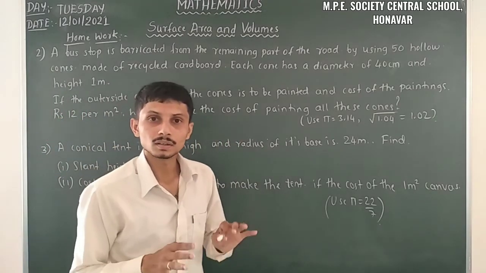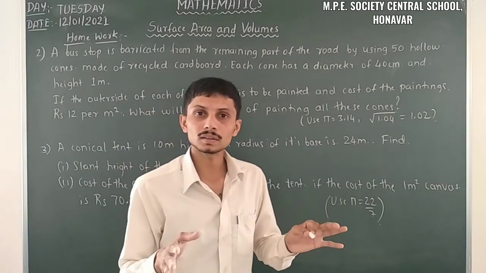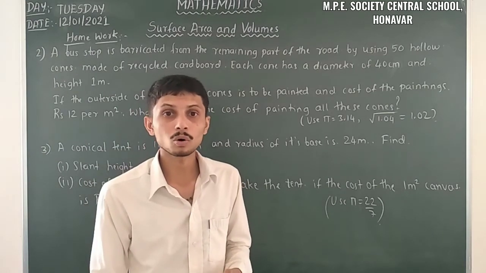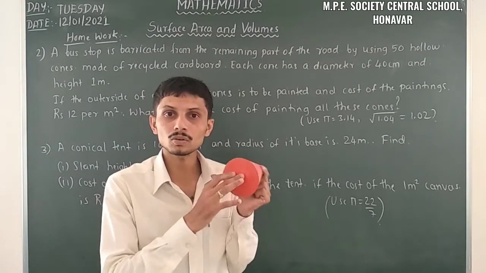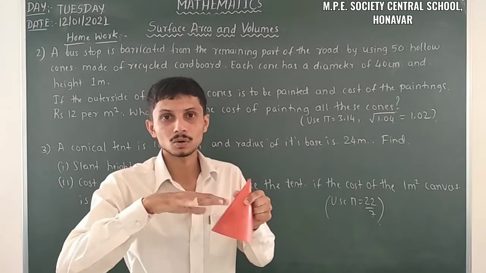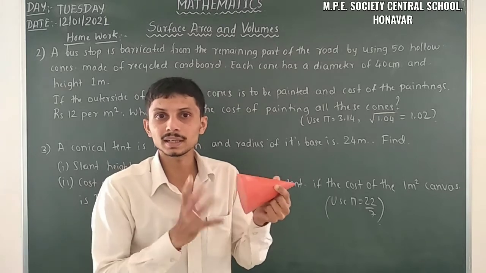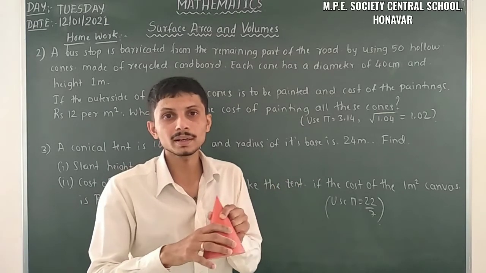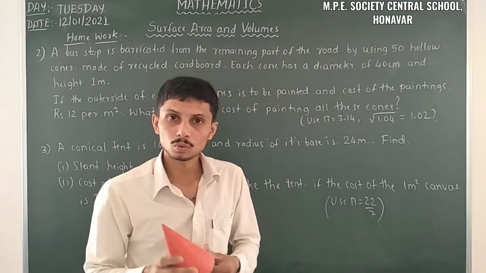So here the bus stop is there, and the other part of the bus stand is covered with the 50 hollow cones. Hollow means inside the cone there is nothing, so it is only a surface. Only a curved surface is there, nothing inside. Only from the outside do we have the shape of a cone.